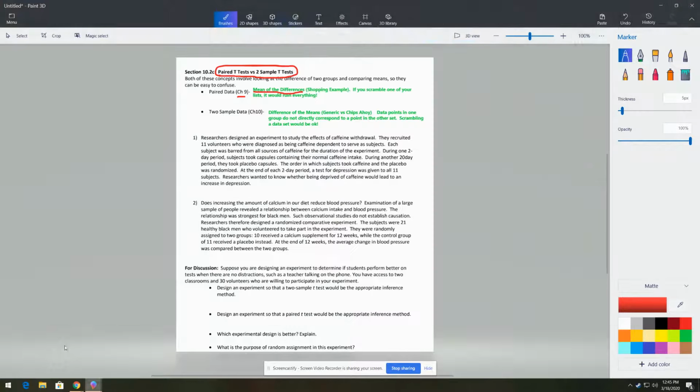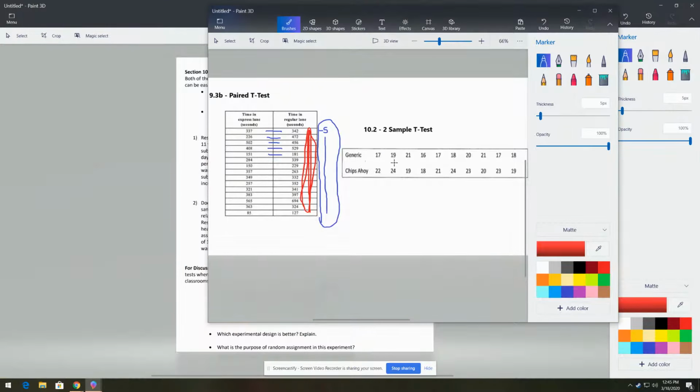On the other side of things, where a paired t-test is the mean of the differences, a two-sample t-test, which is what we did last time, is the difference of the means. An example of that we talked about was generic cookies versus Chips Ahoy, how many chips were in each. If you look at your data set over here, I have generic cookies and I have Chips Ahoy cookies. I do have numbers that are lining up right here, but these numbers aren't linked in any meaningful way.